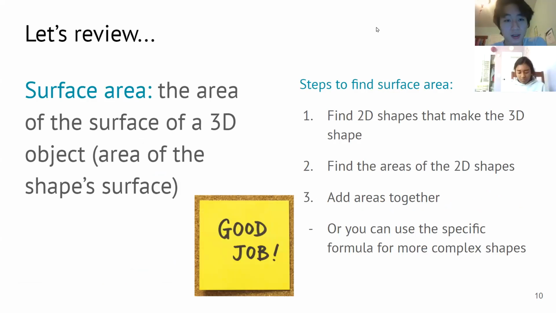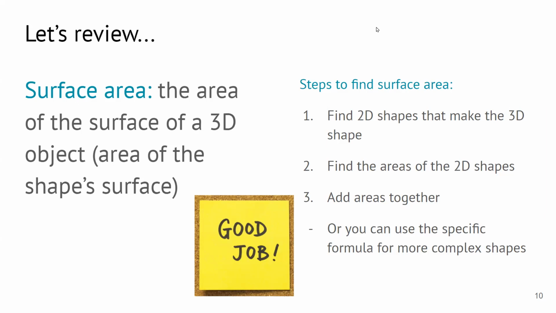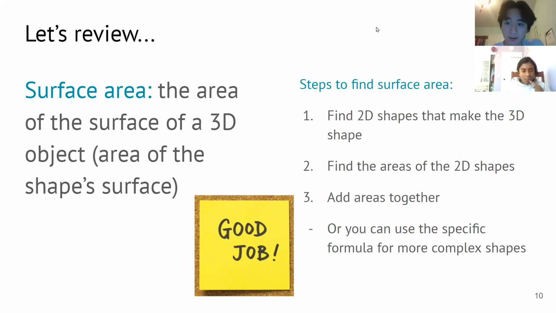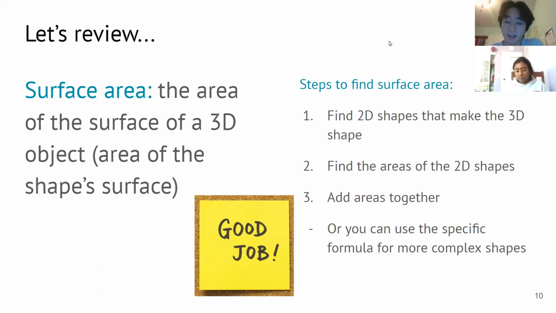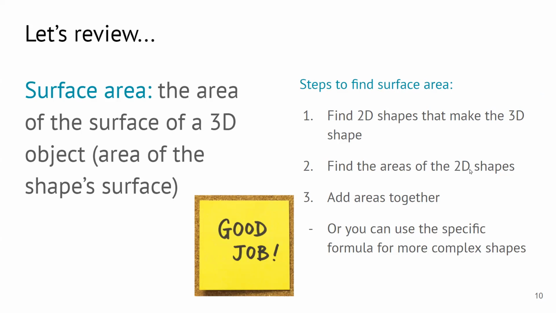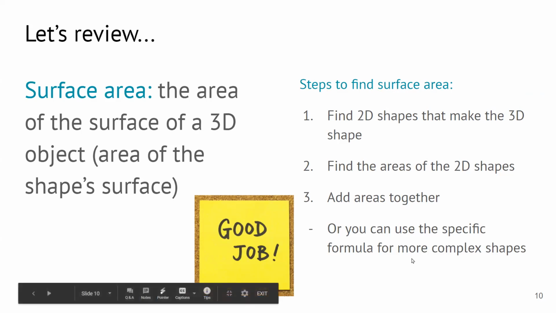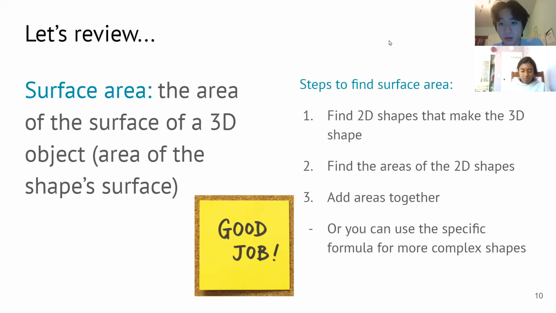Okay, so let's review here. Surface area is the area of the surface of a 3D object. So that's the part where it's exposed to the outside. And there are multiple steps to find a surface area. You can find the 2D shapes that make up the 3D shape, for example the rectangular prism, and then you can find the area of all the rectangles and add them together. Or you can use a specific formula for more complex shapes like pyramids or cones.